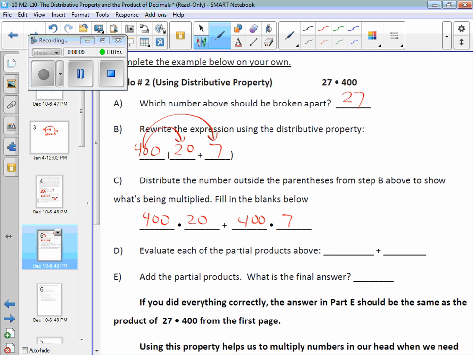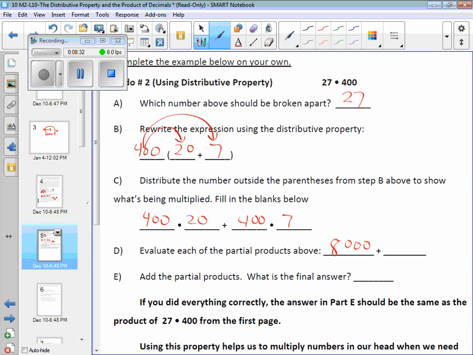And you can use the 0 trick for 400 times 20 because you don't want to leave any extra zeros off. What's 4 times 2? 8, right? How many zeros do you see altogether? Right, so 8, and add those 3 zeros. So 400 times 20 is 8,000.